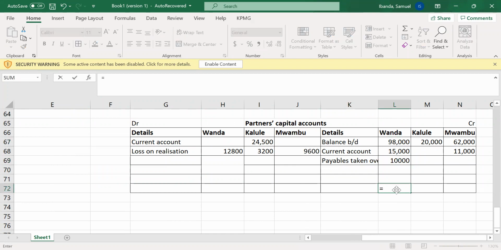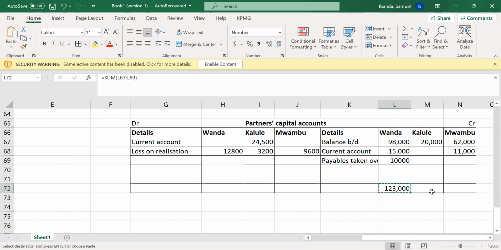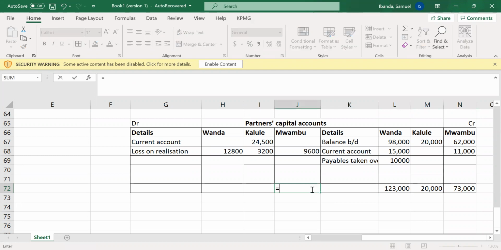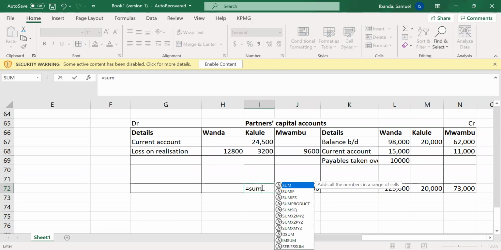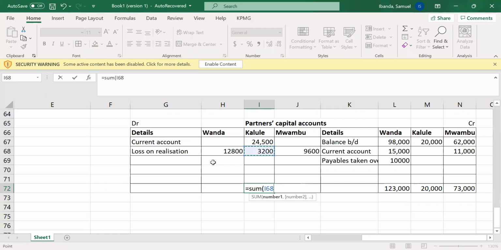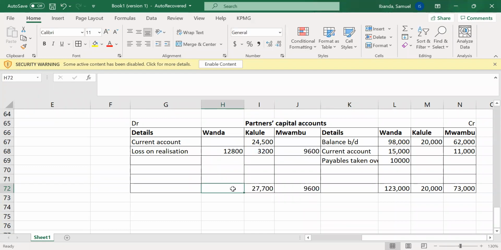Let's just add this up and you see. You don't have to add this in the exam, first find out. So we have 123,000. I'm just trying to add this up. And then we are seeing Kaole has 20,000 and then Mambo has 73. Now, when you look at what they have on the debit side, Mambo has 9,600. Kaole has a summation of all of this, which is 27, and then we have 12,800.